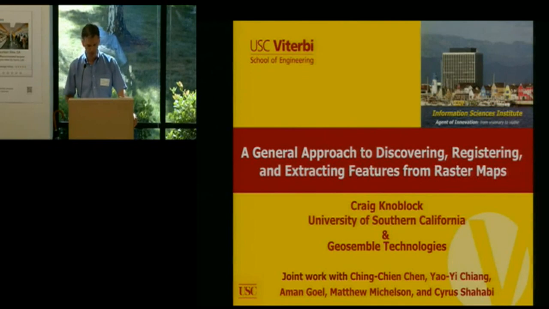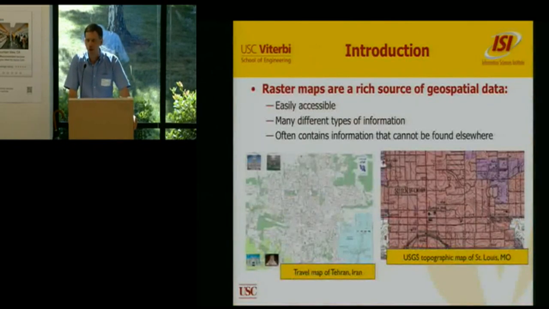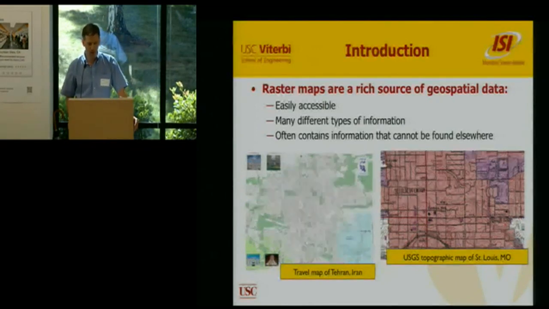technology. Okay, so as you probably all know, raster maps are a very rich source of geospatial data. They're often easily accessible. They often contain many different types of information on the maps themselves, lots of different layers, lots of different interesting kinds of maps, and they often contain information that you cannot find anywhere else. And so the challenges are how to actually find and exploit that information.